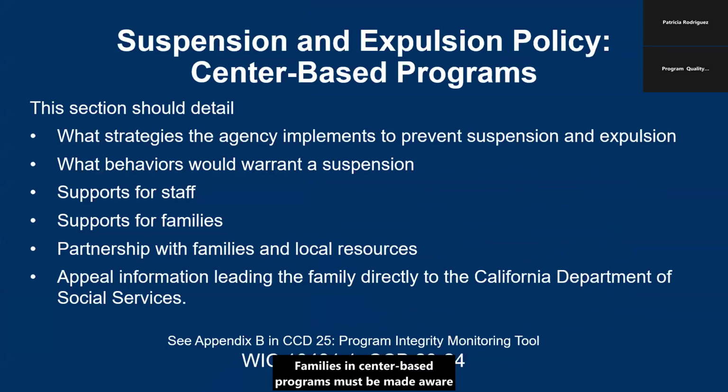Families in center-based programs must be made aware of the steps the agency will take to support the staff, including family child care home provider, child, and family if the child is exhibiting persistent and serious behaviors. This section includes a list of resources used to support the agency staff, specific behaviors that would warrant suspension or expulsion, and what resources will be provided to the family to help them access support. Include appeal information in the section that leads the family directly to the California Department of Social Services if they disagree with the circumstances regarding their child's suspension or expulsion.